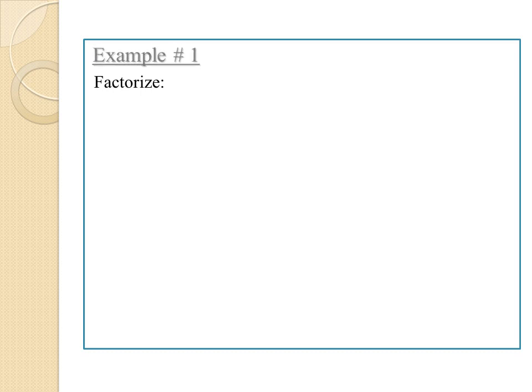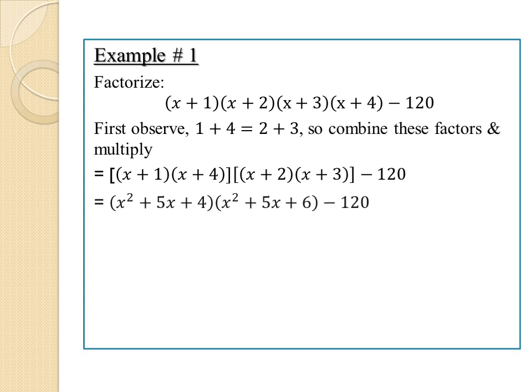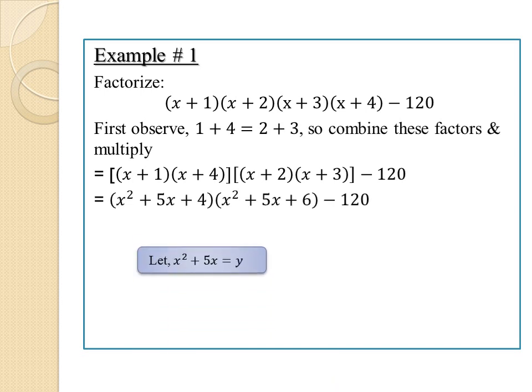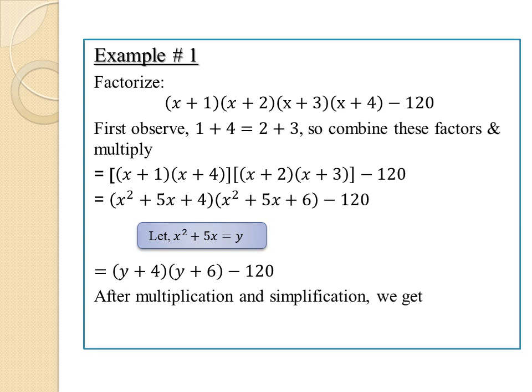To clear the concept of the previous topic, I am going to solve example number 1, which is x plus 1 into x plus 2 into x plus 3 into x plus 4 minus 120. Now combine those pairs which will give you the same value. So combining 1 with 4 and 2 with 3 and multiplying them, we will get the following expression. Now let x square plus 5x equal y and substitute the value. We will get y plus 4 into y plus 6 minus 120. After multiplication and simplification, we will get the following expression.